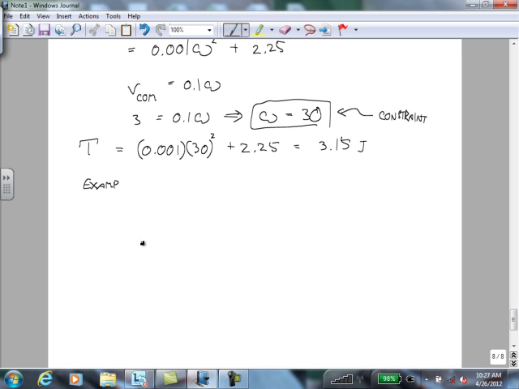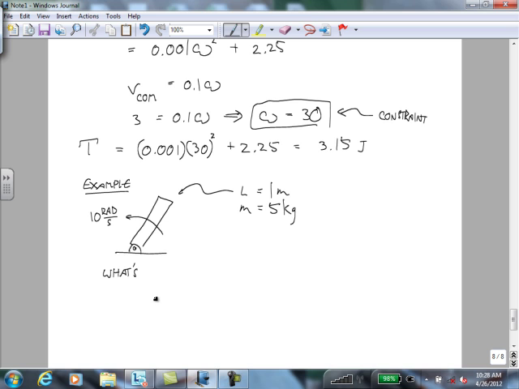So here's an example I'd like you to do and compare your answers to each other. Say we have a rigid body that's fixed to the ground by a pin. We'll call it a slender rod with a length of 1 meter and a mass of 5 kilograms, with an angular velocity of 10 radians per second. The question is, what's the kinetic energy?